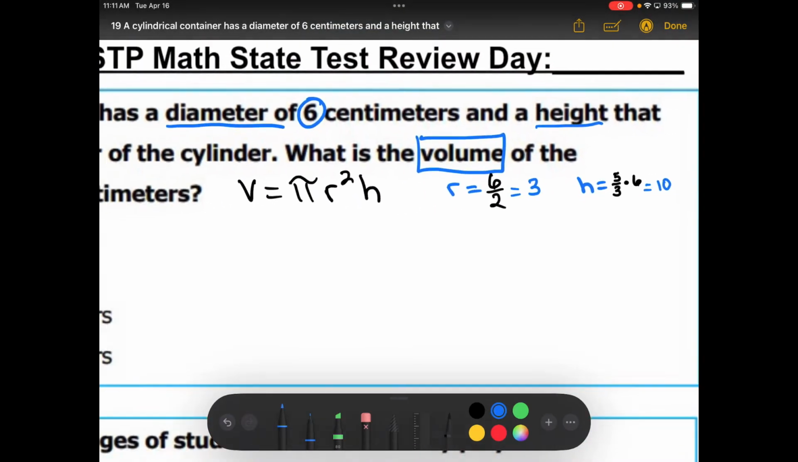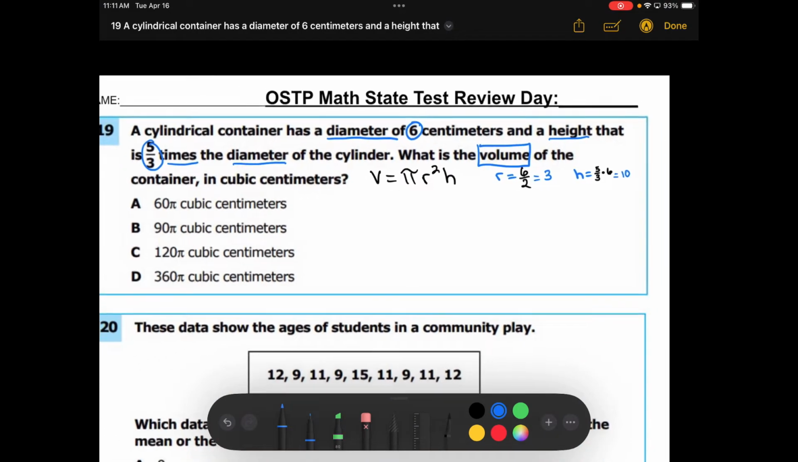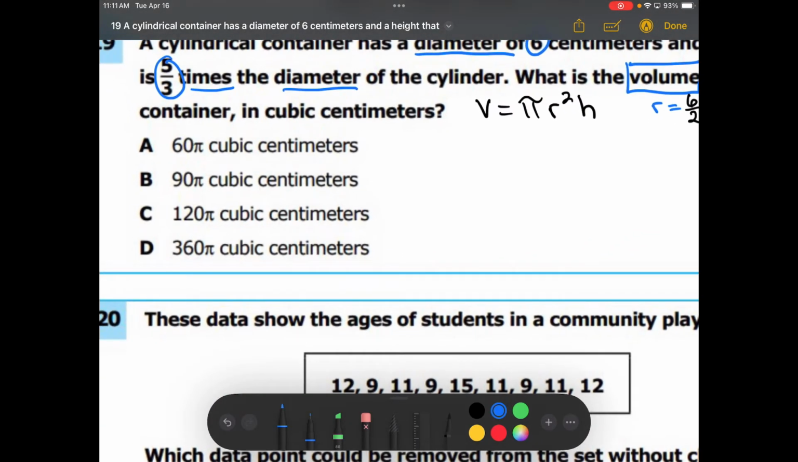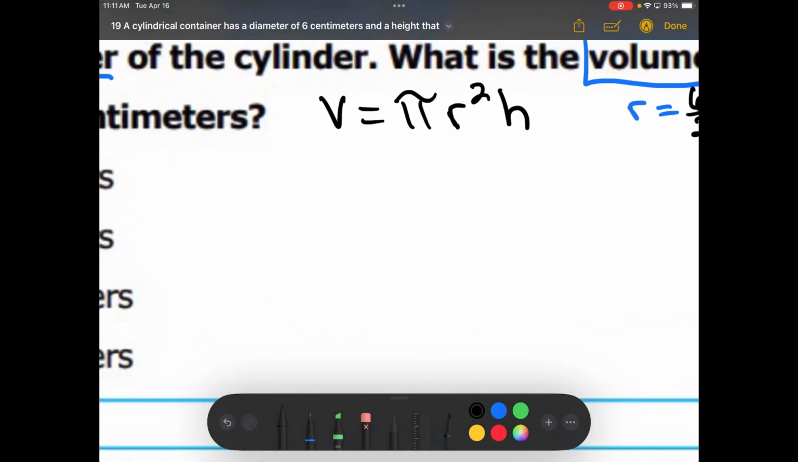And before we plug it in, let's look at our answer choices so we know. Are we using 3.14 or not? Look at your answer choices. What are these? We are not using 3.14. Why not? Because our answers are in what? Terms of pi. So let's go ahead and start plugging this in.